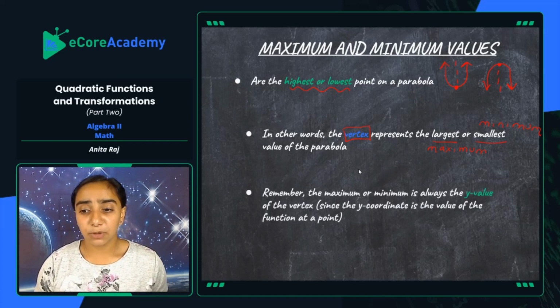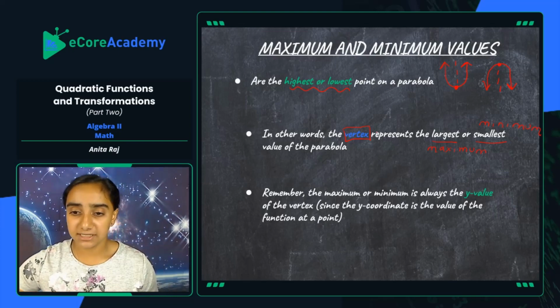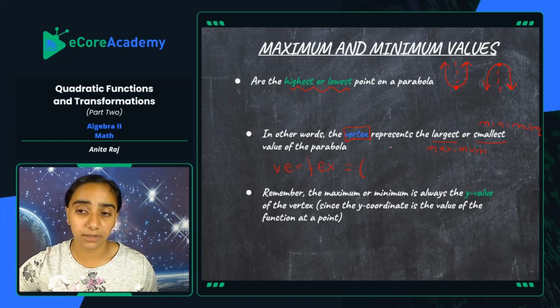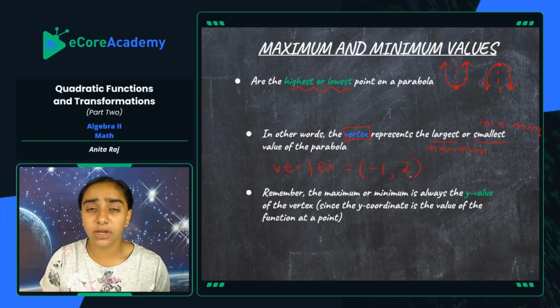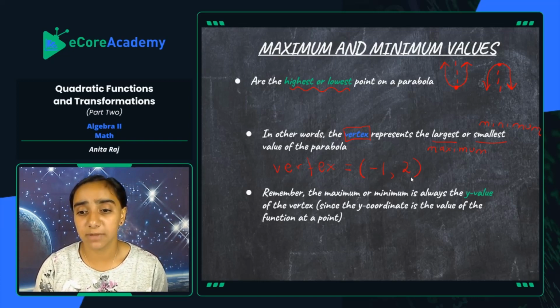Remember, the maximum or minimum is always the y value of the vertex. So if I have a random parabola and I told you my vertex is, you always give the vertex as a point, because the vertex is a point on the graph of the parabola. If I said my vertex was (-1, 2), and I asked you, what is the maximum or minimum value? In this case, we don't see the actual parabolic graph, so we wouldn't tell you whether the parabola had a maximum or minimum.